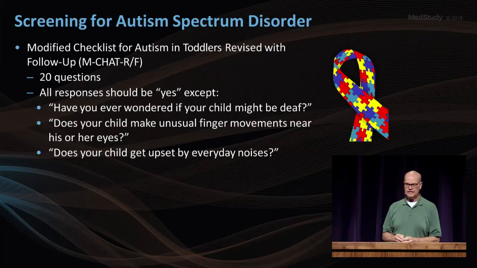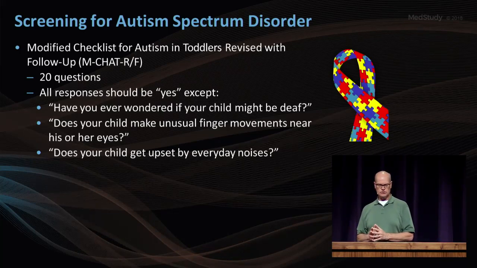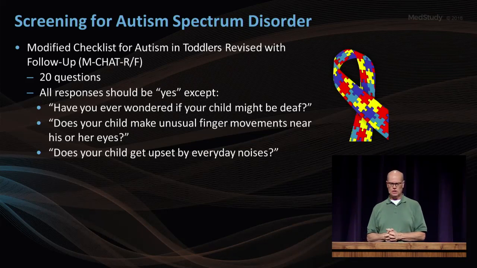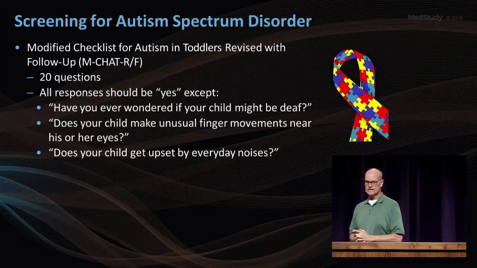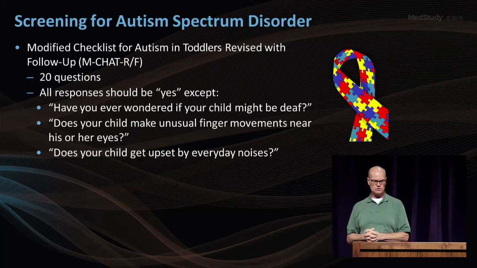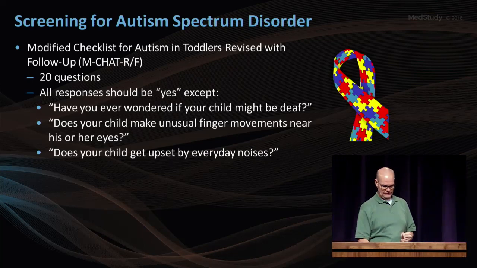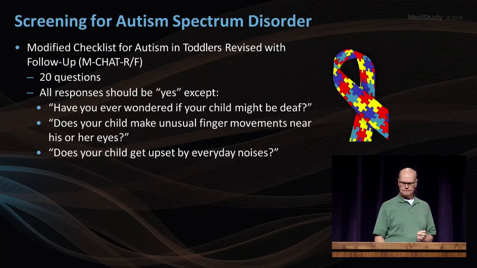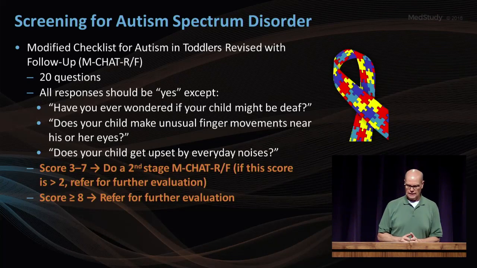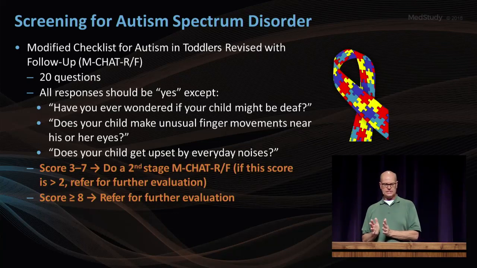Use the modified checklist for autism in toddlers. It has 20 questions, all of which should be answered yes, with 3 exceptions. Those 3 exceptions are listed here. And then once that has been performed, a score of 3 to 7 should prompt a second stage MCHAT, or a score of 8 or greater should prompt immediate referral.